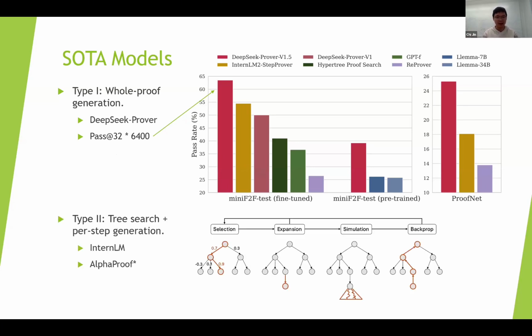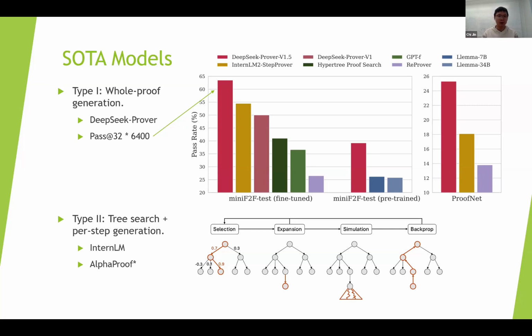And the other type is the tree search method. So instead of generating a whole proof, we generate step by step. After we generate one step, we use some tree search algorithm, which can be either breadth-first search or best-first search or something, to search for what might be the best next step to generate. Some representative models are InternLM and AlphaProof, the system for both geometry and algebra, which use this tree search type of approach.